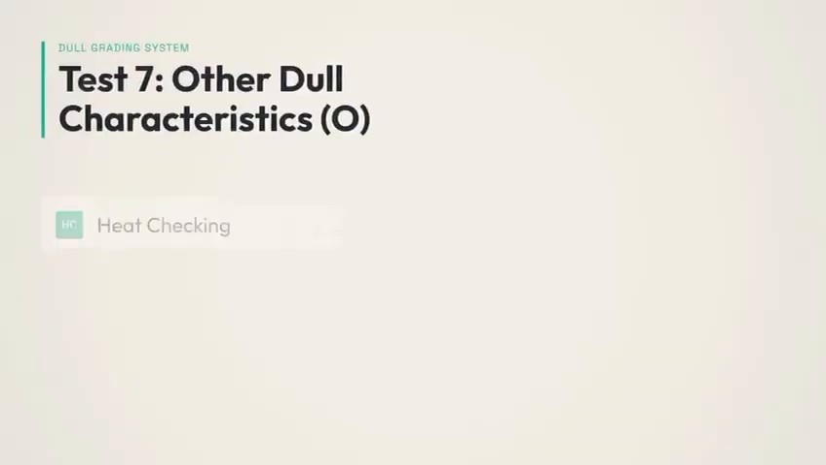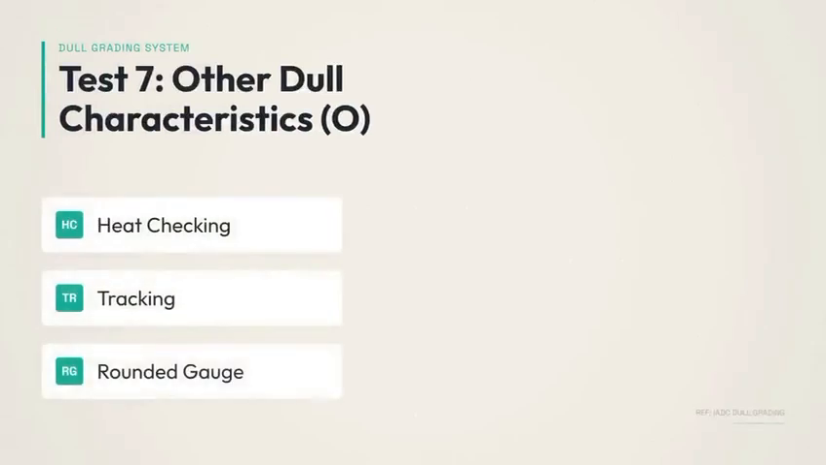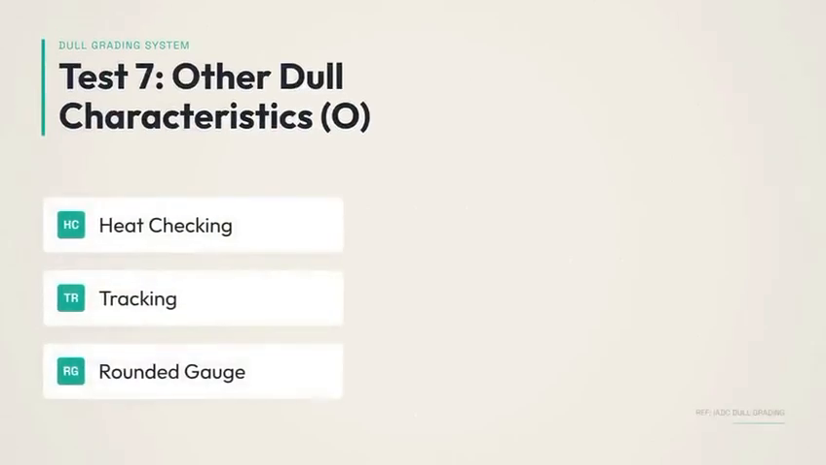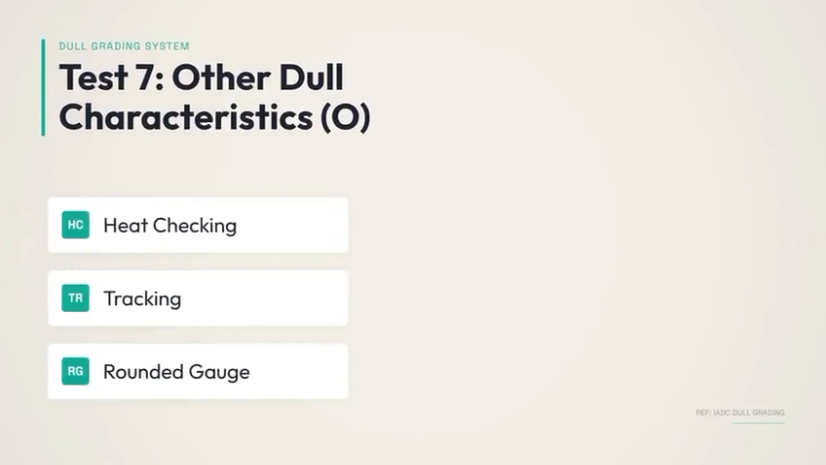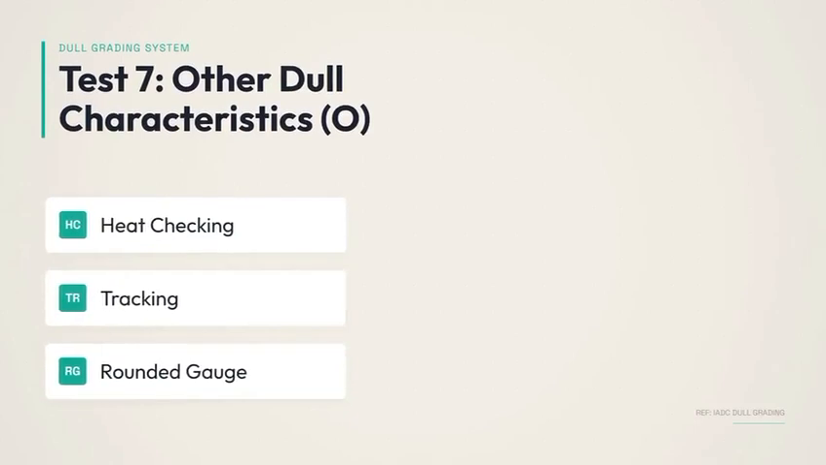For Test 7, you use the same 2-letter codes as Test 3. For example, if your primary characteristic was broken teeth, but you also notice significant heat checking on the cutters, you would record HC here in column 7. This secondary data is often used by engineers to fine-tune drilling parameters for the next section of the well.